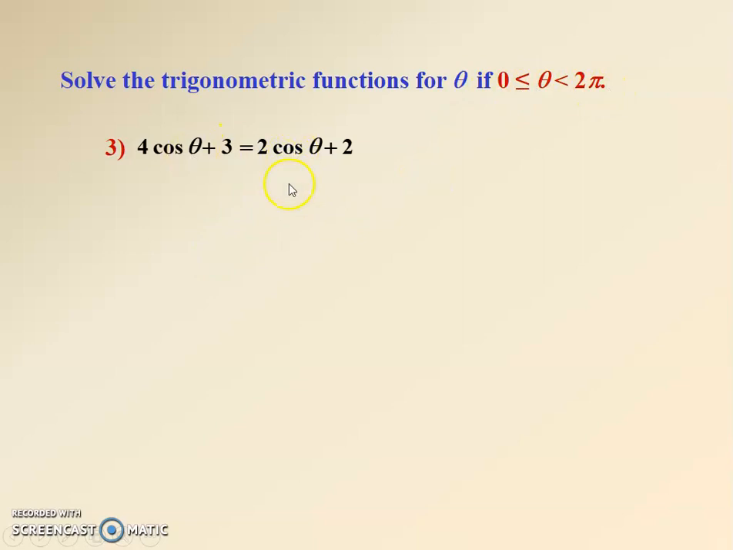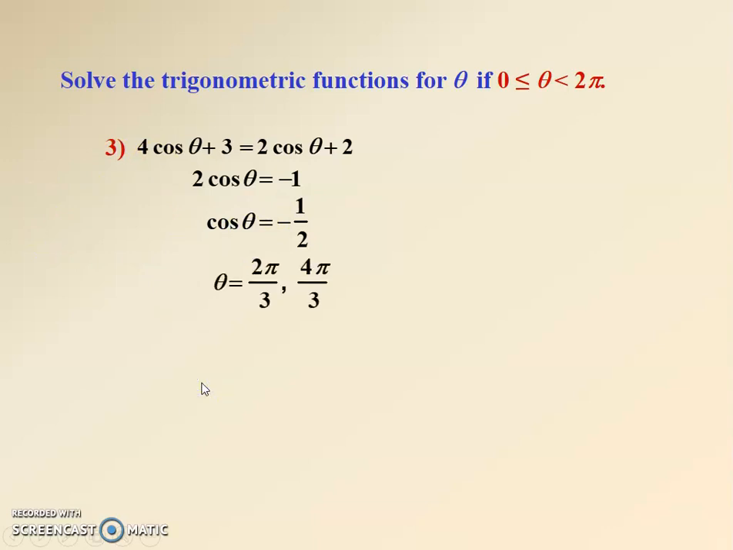So we're going to take our cosines and put them on the same side. So I'll subtract 2 cosine theta from both sides. I'll subtract 3 at the same time. So now I have 2 cosine theta equals -1. We'll divide both sides by 2. And so I need an angle in the second and third quadrants, because cosine is negative there. That's going to give me a cosine of -1/2.